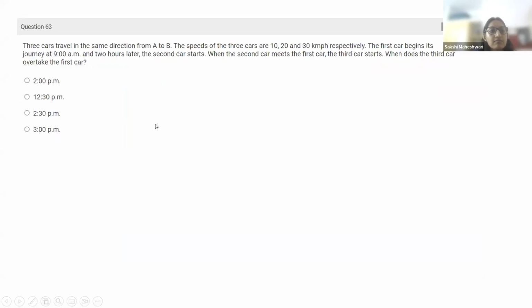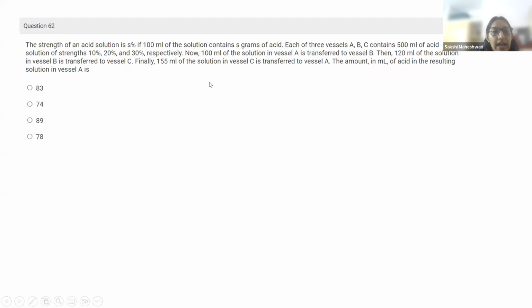Now, the strength of an acid solution is S percent if 100 ml of the solution contains S grams of acid. Each of these three vessels A, B, C contains 500 ml of acid, and this is the strength. Now, I think there are three transfers.